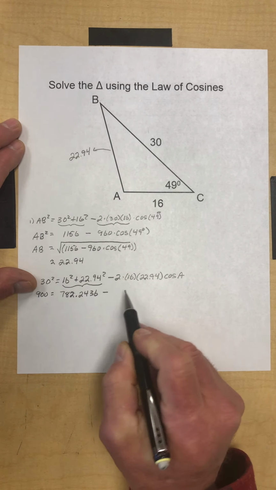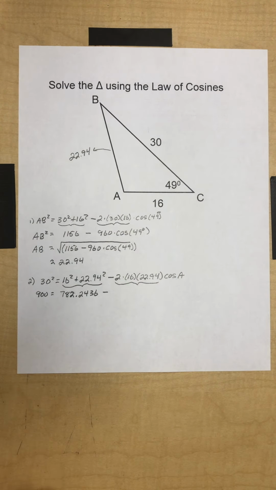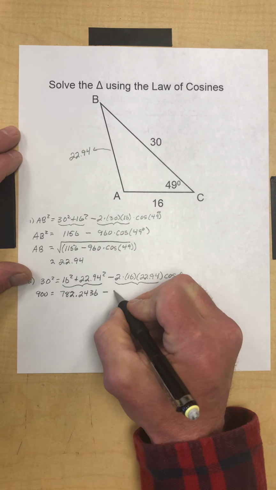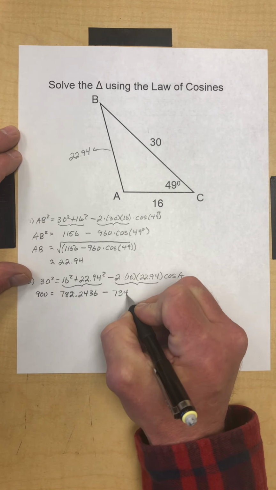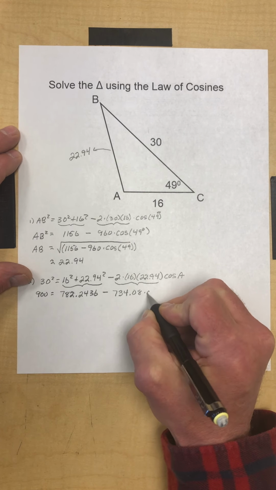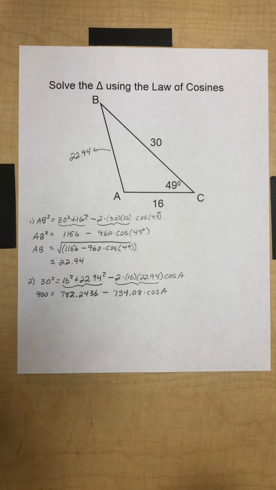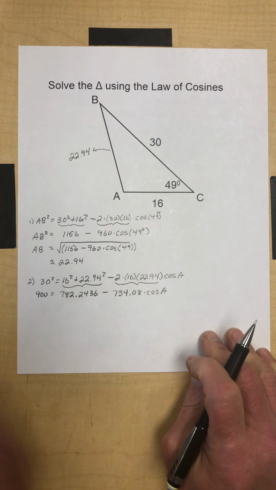782.2436 minus. Now I'm going to punch this into my calculator. Okay, so we get 2 times 16 times 22.94. And I get 734.08 times the cosine of angle A. Okay, now I have to isolate cosine of angle A.